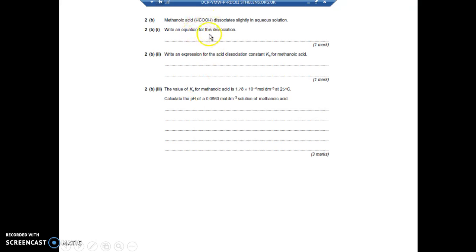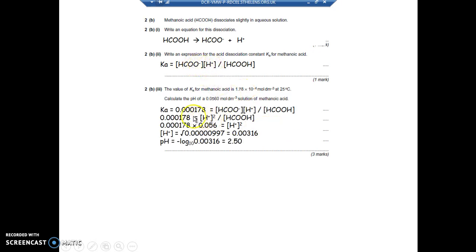HCOOH, write an equation for the dissociation. Well, HCOOH will make HCOO minus and H plus. The dissociation constant is the concentrations of these divided by the concentration of HCOOH. The equilibrium constant for methanoic acid is 0.00178. So 0.00178 equals HCOO minus times H plus divided by HCOOH.